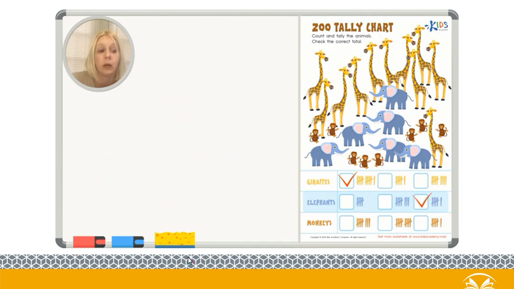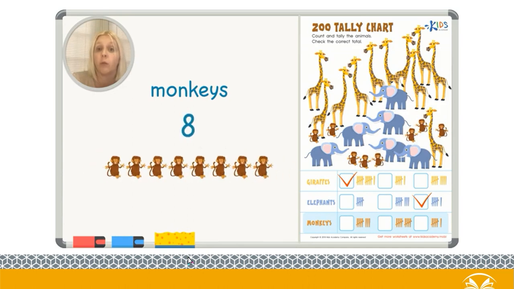And then down at the bottom, it's asking for monkeys. How many monkeys are there? Well, let's count the monkeys. Here we go. Count with me. 1, 2, 3, 4, 5. Skip over here. 6, 7, 8. We have 8 monkeys, which means we have one group of 5 plus 5, 6, 7, 8.